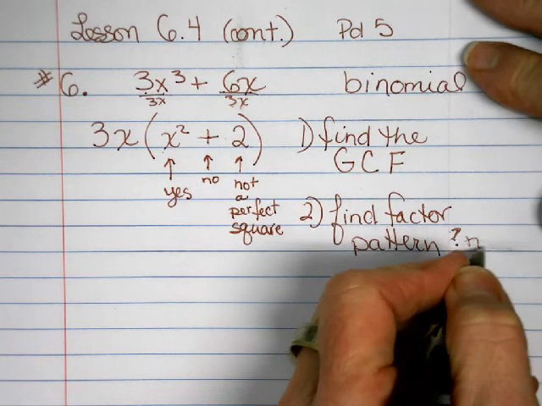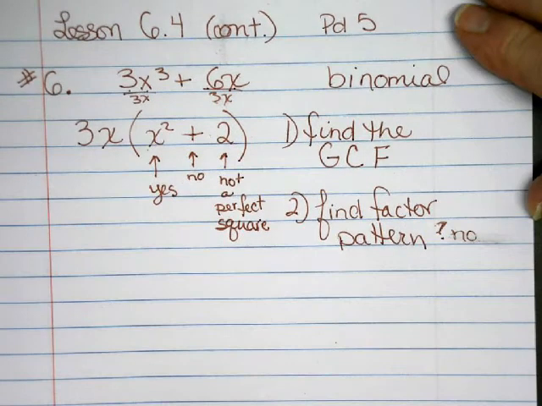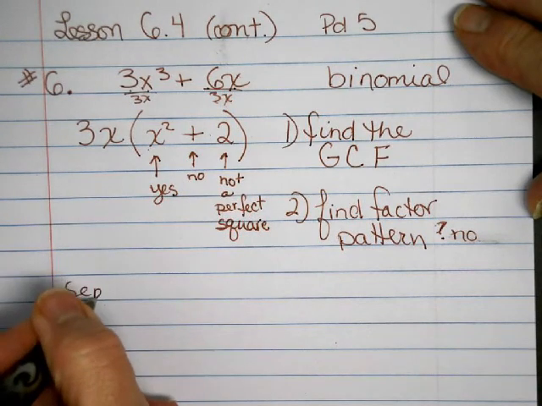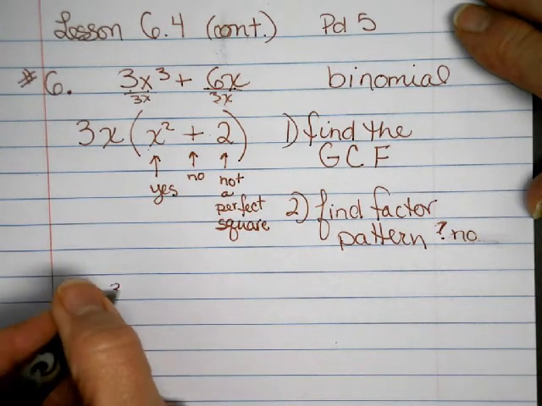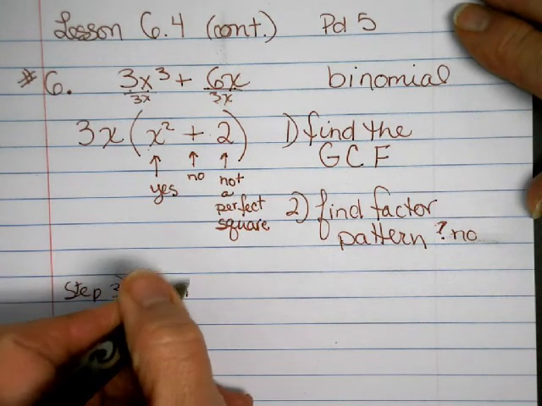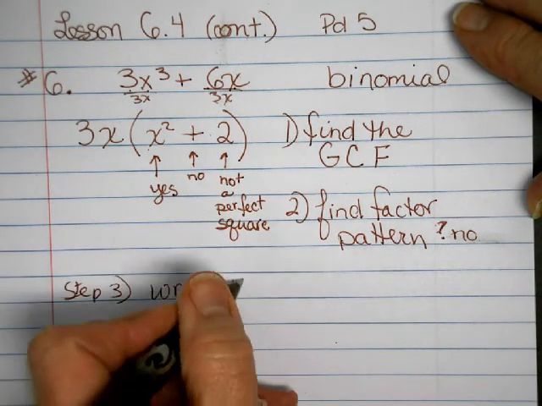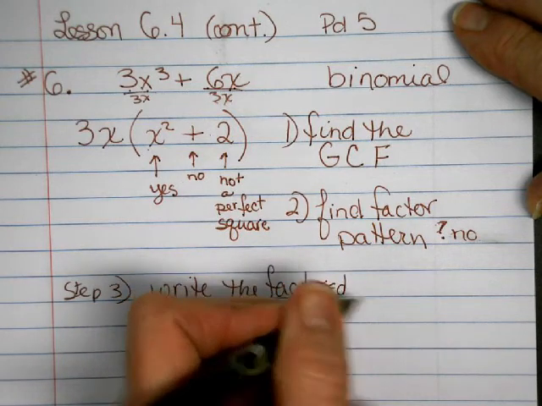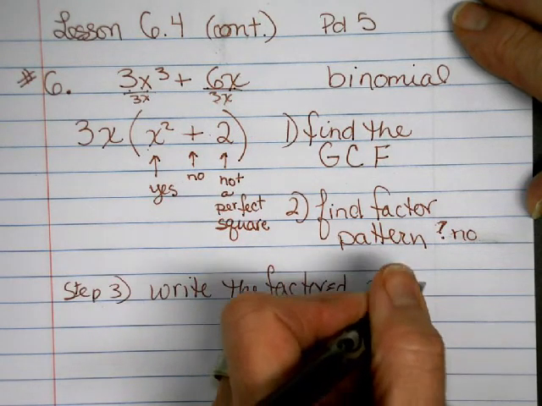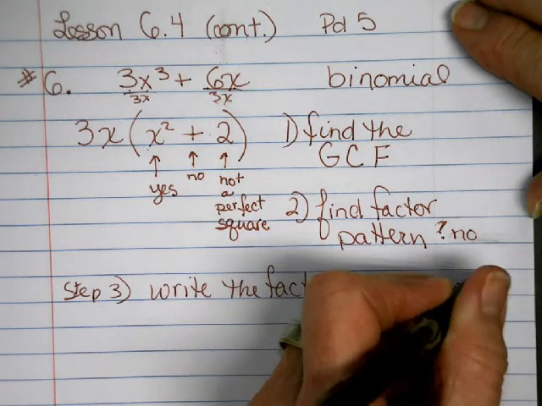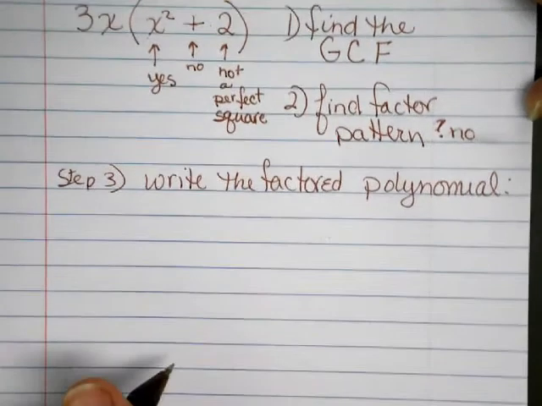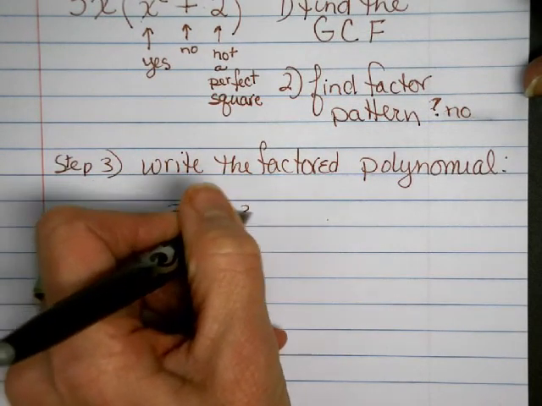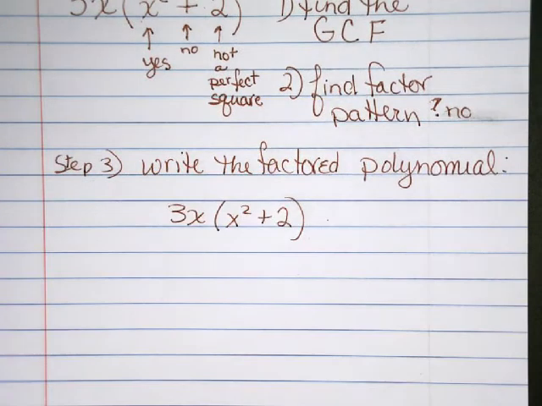There's no factor pattern after taking out the greatest common factor. So this is step 3. Write the factored polynomial in your software. So I just put in 3x parenthesis x squared plus 2.